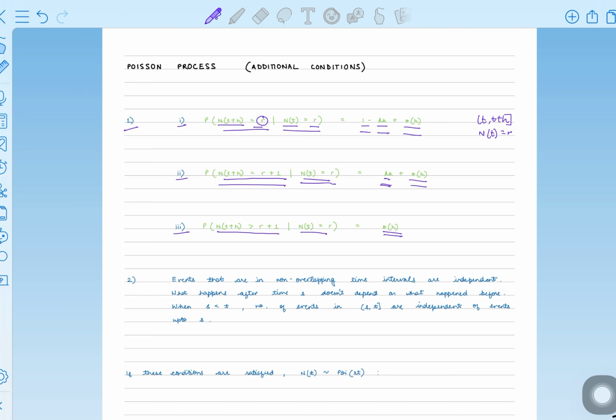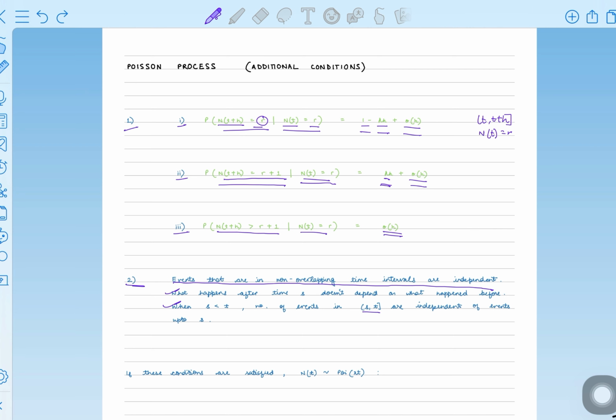Let's move on to the second condition. This states that events that occur in non-overlapping time intervals are independent. What happens after the time s does not depend on what happened before the time period s. The number of events in this range of s to t is independent of the number of events before s. So, the process has no memory of past counts when considering future intervals.